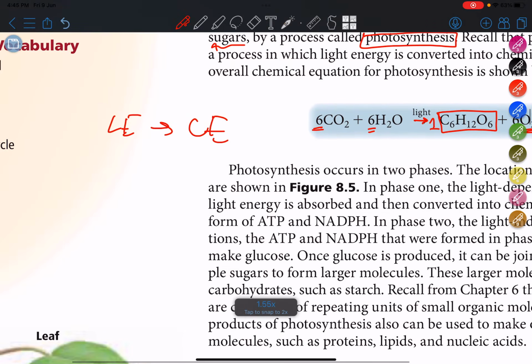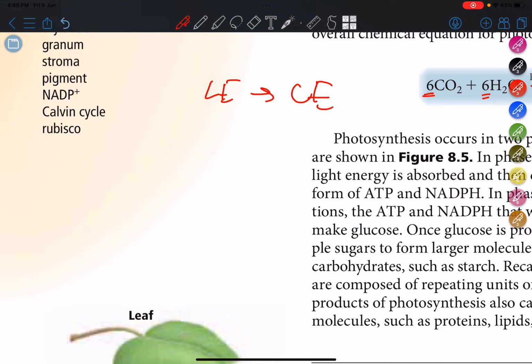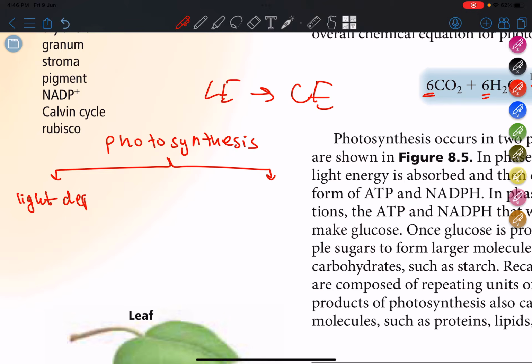Now, photosynthesis occurs in 2 phases, all right? So we have photosynthesis, and it occurs in 2 phases. The location of these phases is in the figure below, and I'll just show it to you in a second. But phase 1 is called the light-dependent phase. The light-dependent phase, or the light-dependent reaction, depends on light. When we say light-dependent, it means needs light.